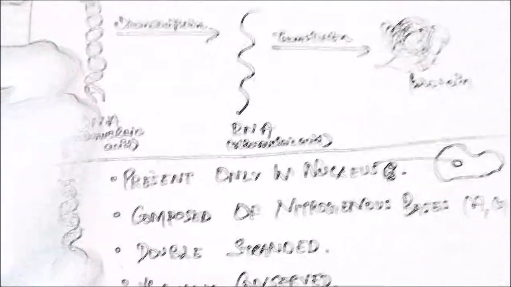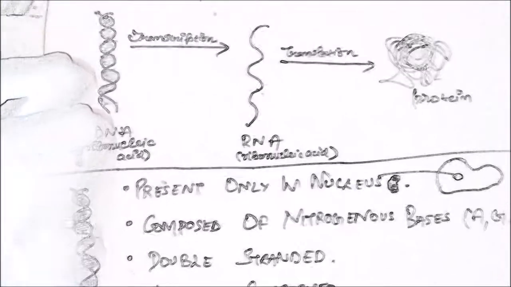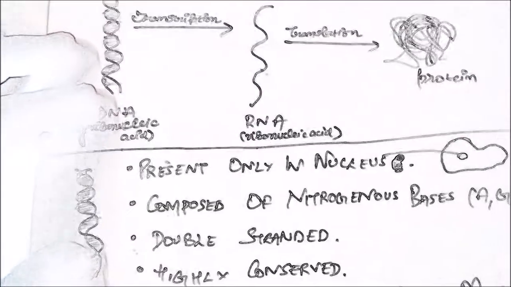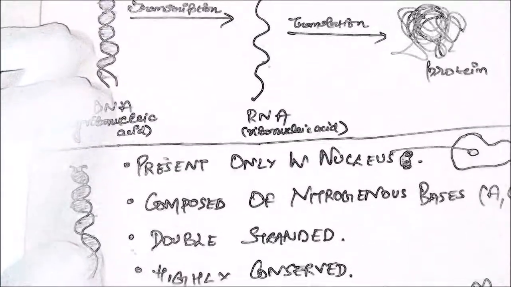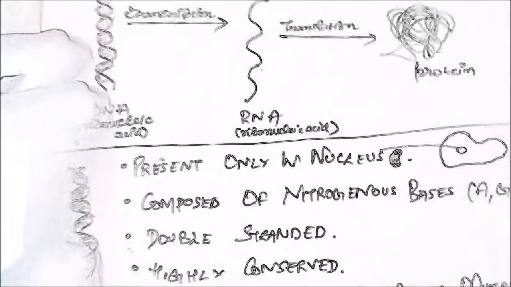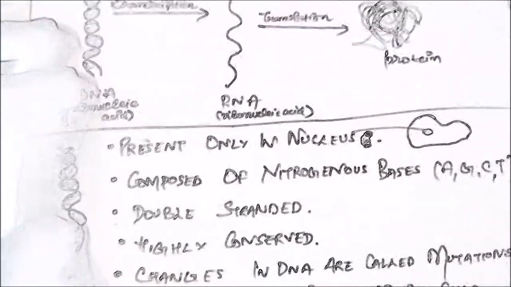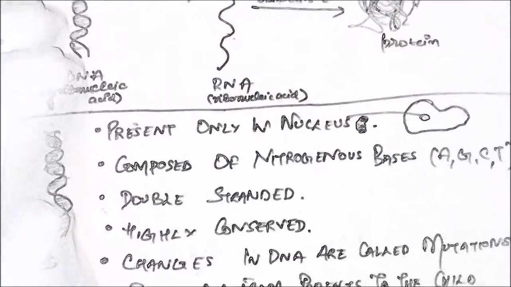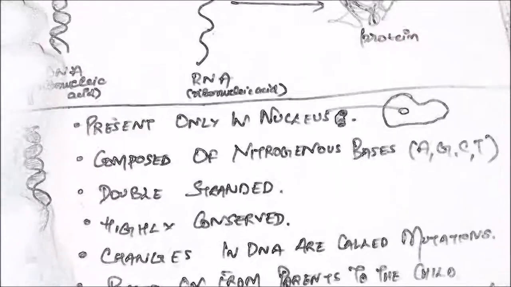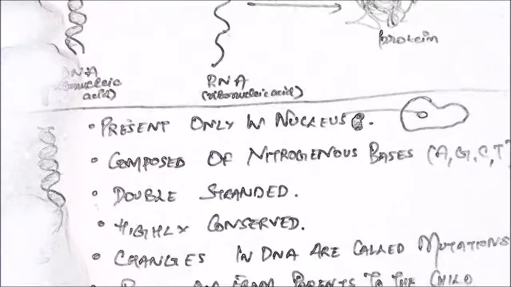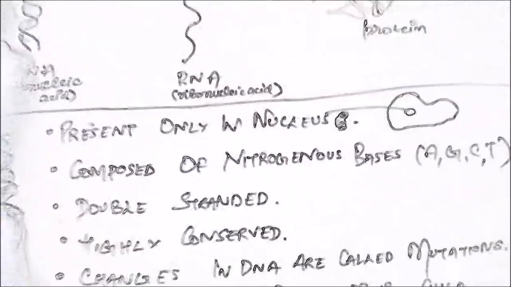Then it is a double-stranded structure, as you can see here, a helical structure, and it is highly conserved. Changes in the DNA structure, in the composition of DNA, are very, very rare, and changes in DNA are called mutations. When changes in DNA occur by chance or by anything, they are called mutations, and mutations are often not good, but beneficial mutations do exist.